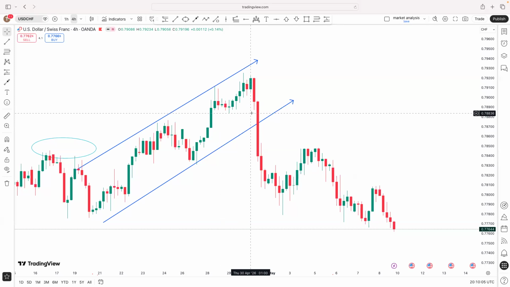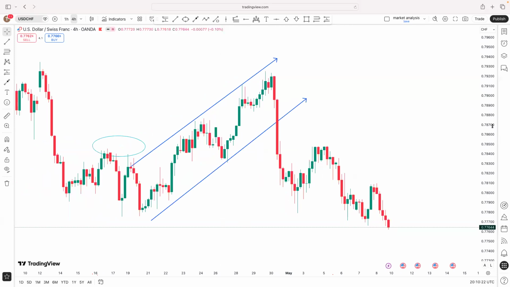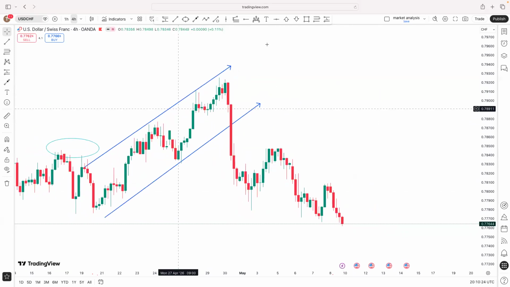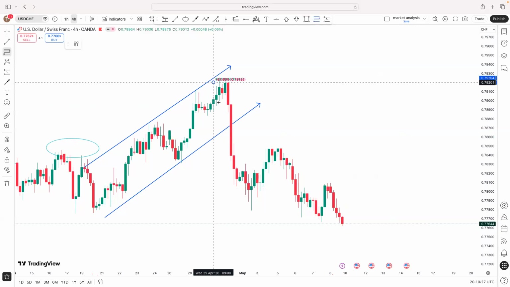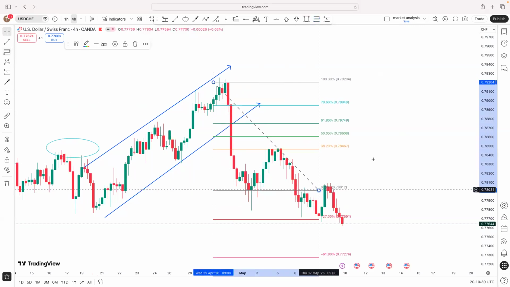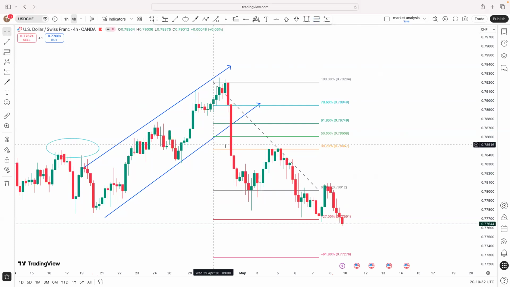So this is the uptrend. What I did, if you were here last week, was use the fib retracement. I held it from the top up until this zone. The areas we were looking at were the 38.20%, 50%, and 61.80%. The market respected the 38.20%.